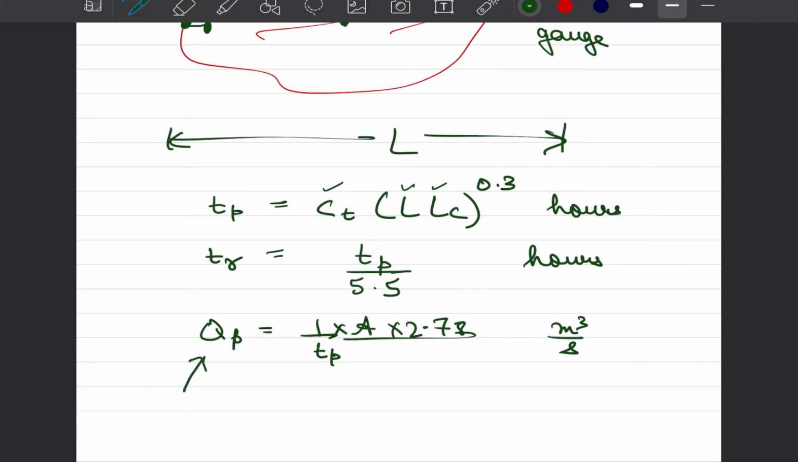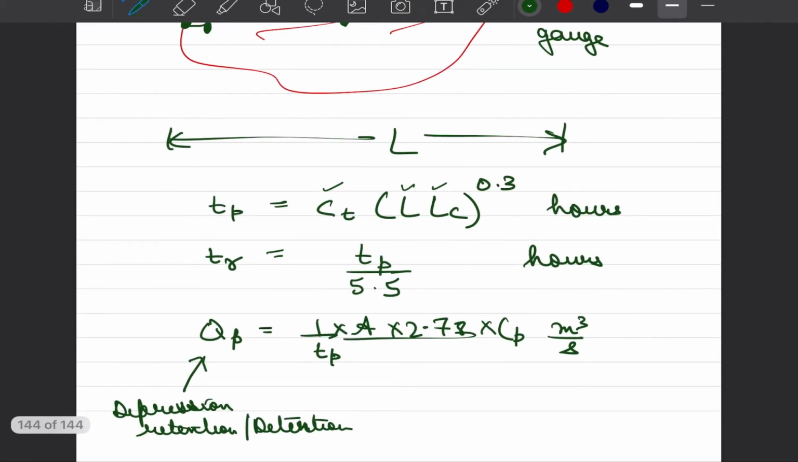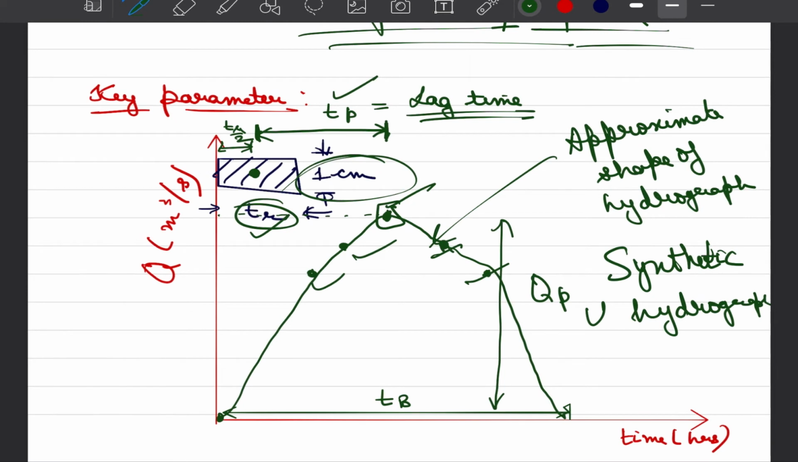But we know that there would be some depression storages, some retention, some detention, that means temporary or long-term storages within the watershed. So we multiply it by the correction factor, which is CP, which accounts for the retention and detention effect. So now if we go back, we have determined where our dot should be located, what its magnitude is. We have to determine now TB and two widths at any two locations.